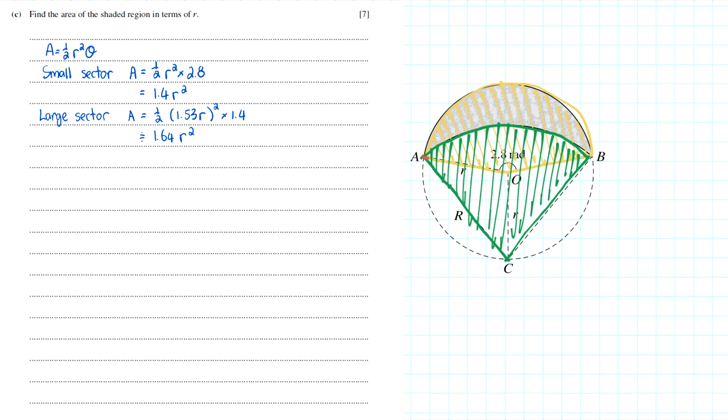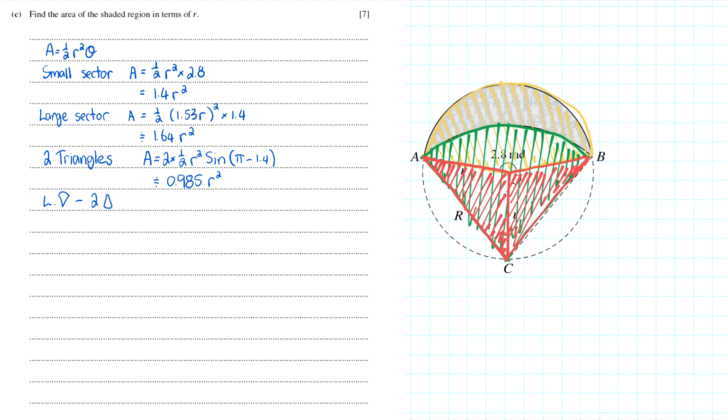From there, we can work out the area of one of those triangles by using a half ab sine theta. But in this case, it's a half r squared because the two sides are the same length, times sine, and we have to work that out. Both angles are 0.7, so it's going to be pi minus 1.4. And there are two triangles, so let's multiply it by 2, and we can find that the area of both triangles is 0.985 r squared.